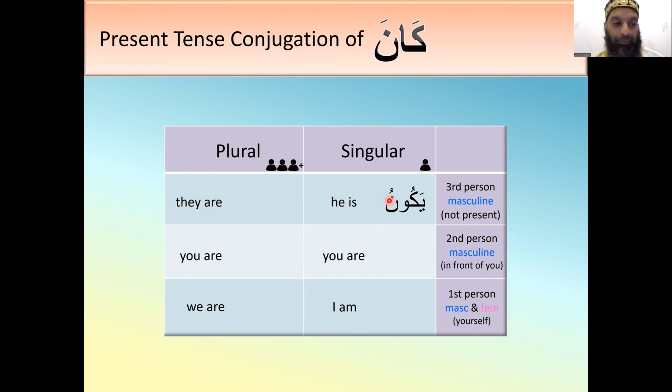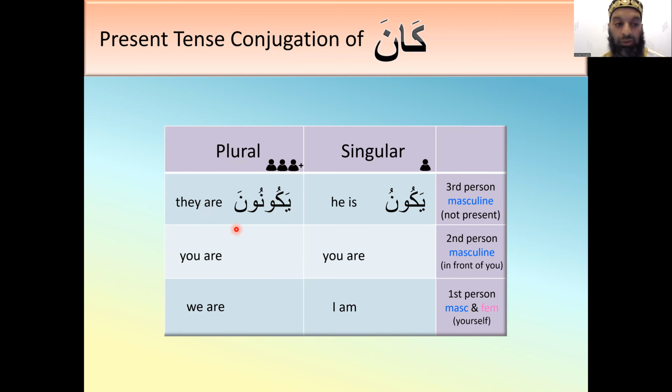Right? So do the next one then. Yakunu, you've got the formula, okay? Yakunu. What's this one going to be? Not yaktuna. Yeah. Good. Just put una on the end, right? A wow and a noon. So it becomes yakununa. So yakunu means he is. Yakununa, they are.